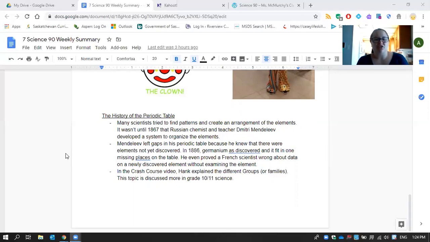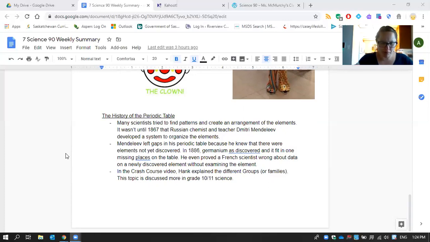So many scientists tried to find patterns and create an arrangement of elements, and it wasn't until 1867 that the Russian chemist and teacher Dmitry Mendeleev developed a system to organize the elements. Mendeleev was so confident in his organization system that he left gaps because he knew that there were elements that had not been discovered yet.